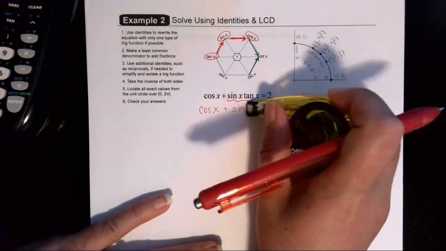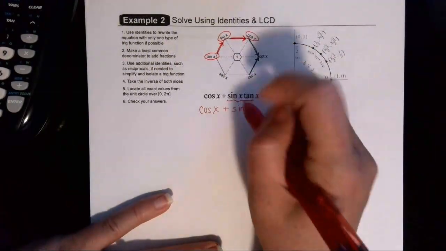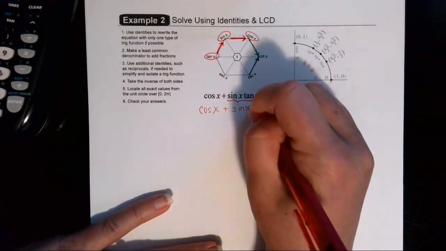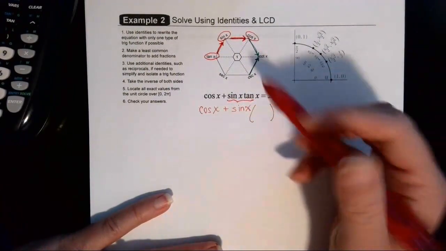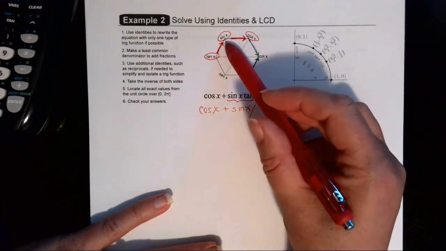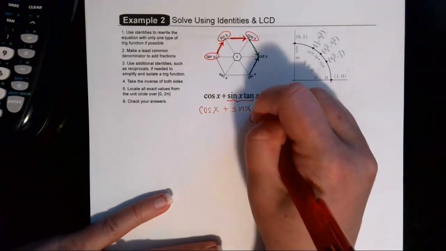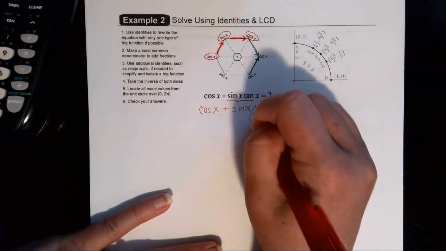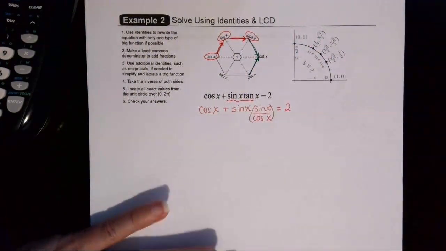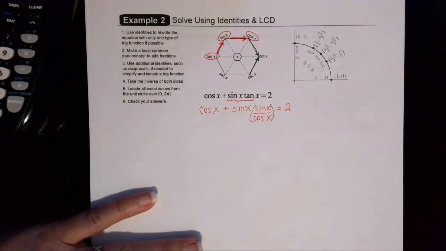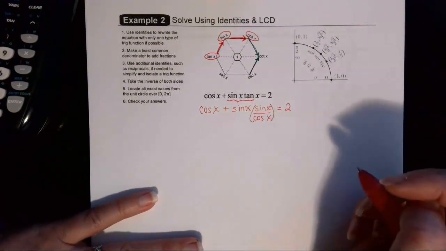Better fix that before I confuse somebody. So cosine of x plus sine of x times, and now we'll apply that quotient identity to tangent, that tangent is equal to the sine of x divided by the cosine of x. And that equation is still equal to 2. So that was applying a quotient identity.